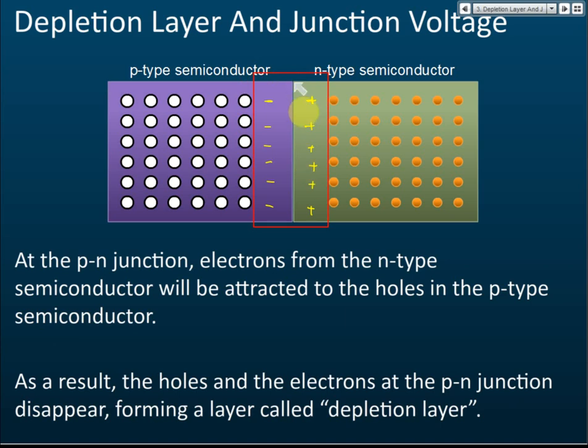This border is the p-n junction. Around the p-n junction, the electrons move to the hole, and both the electron and the hole disappear. Then there are no more electrons here and no more holes here, and this part of the semiconductor is called the depletion layer. So the holes and the electrons at the p-n junction disappear, forming a layer called the depletion layer.